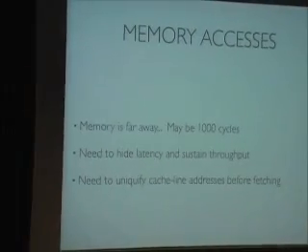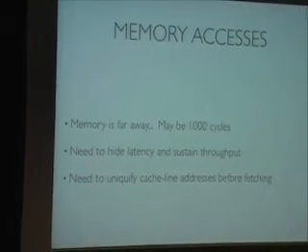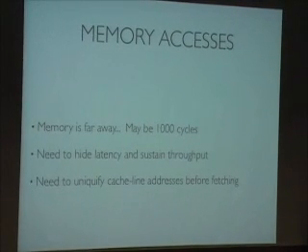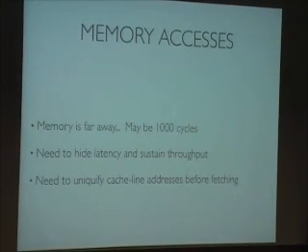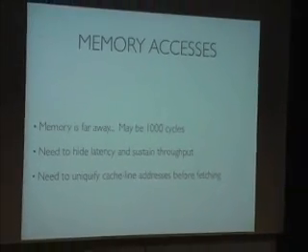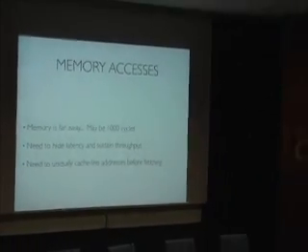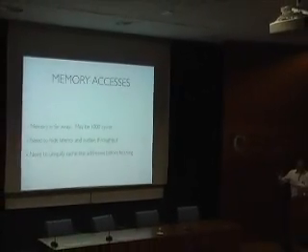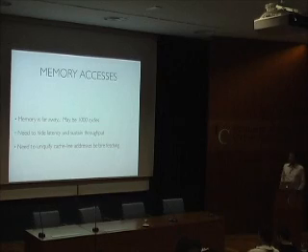Memory access, well, we've talked about how it might take 1,000 cycles to get data from memory. And so we need to hide the latency of these accesses and sustain throughput, which means we need to always issue a request and move on to the next piece of data so that we can keep busy while these 1,000 cycles of fetches are happening. And then when we're done, well, hopefully the data starts coming back.